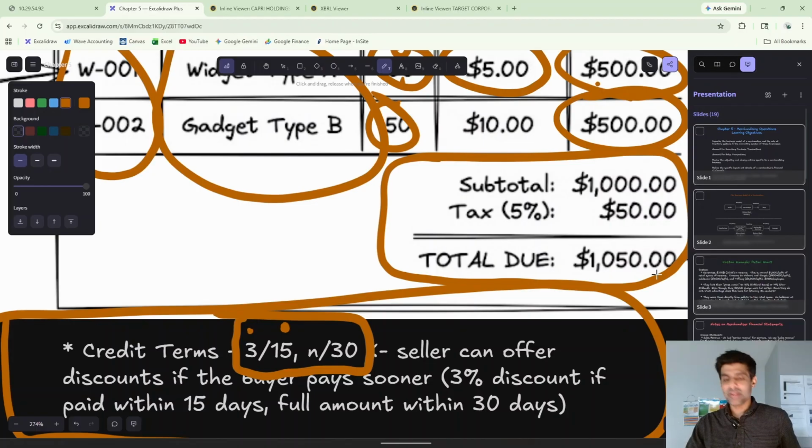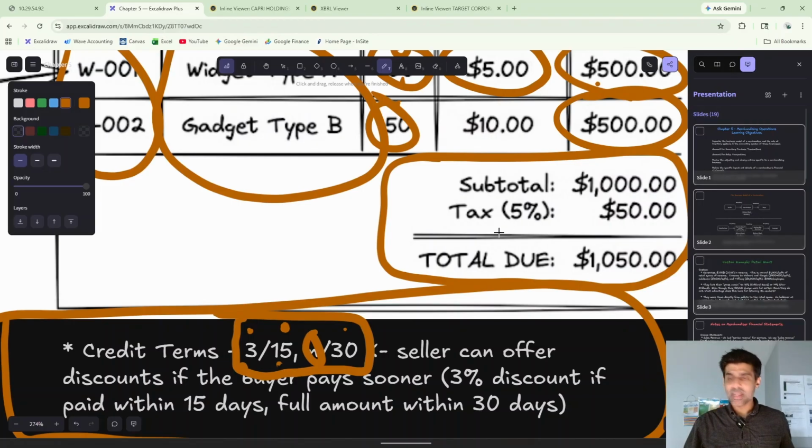Agree? Okay. If it takes longer than 15 days, then the N stands for the net amount, the total, within 30 days. So you can either pay me 97% of it if you pay me within 15 days, so I'm going to give you a little discount, or I'll give you a total of 30 days, but then you've got to pay me the full amount from day 16 through 30. And after 30 days, you're late, and maybe I'm going to have to do something about that.